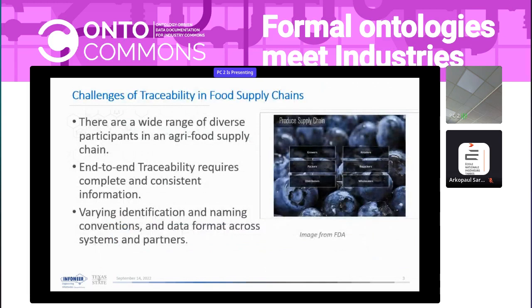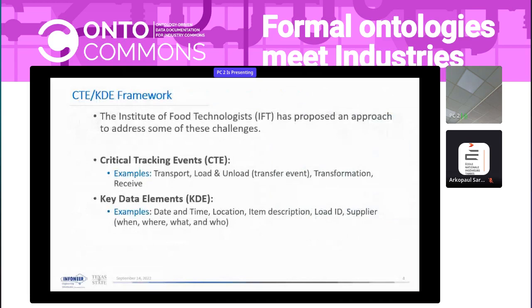There is a wide range of diverse participants in the agri-food supply chain. That's one reason we have some complexity here. End-to-end traceability requires complete and consistent information. We shouldn't be dealing with fragmented pieces of information, but we need consistent and harmonized data. So for those reasons, it's not an easy problem to deal with.